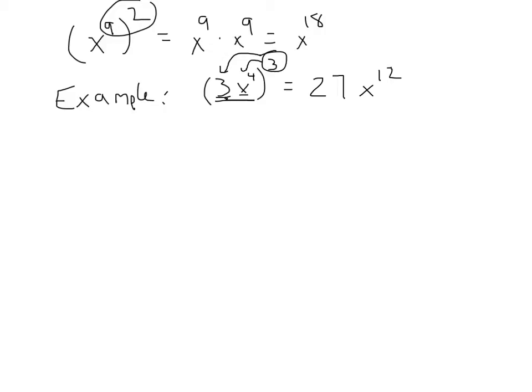Then x to the 4th cubed is x to the 4th times x to the 4th times x to the 4th, which gives me 12 factors of x.